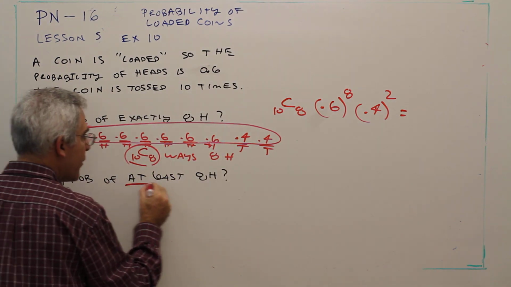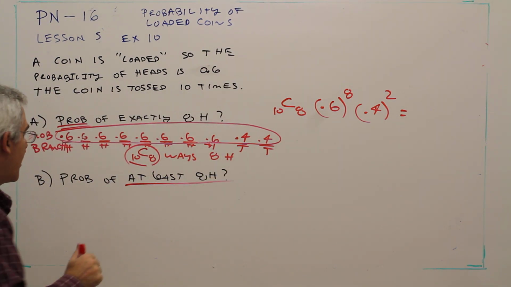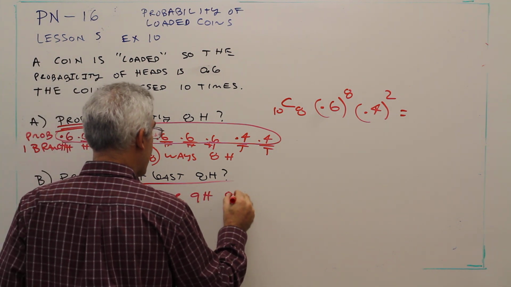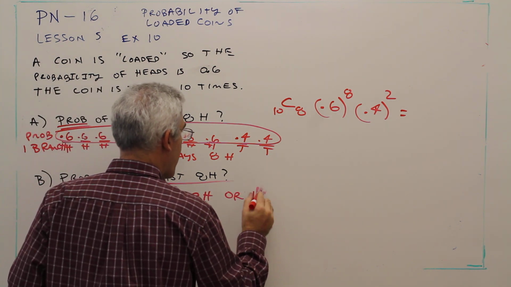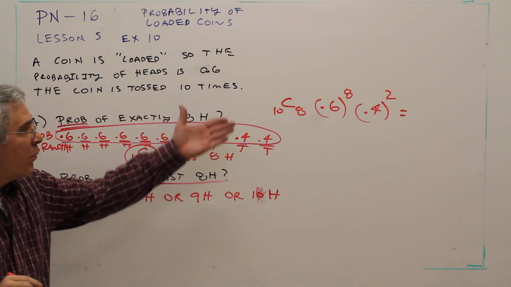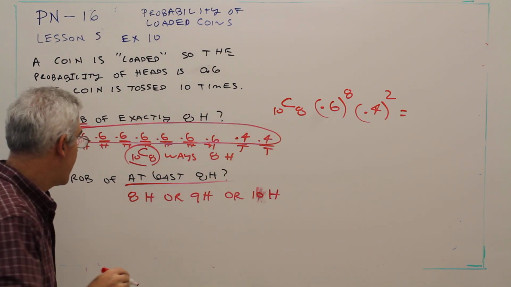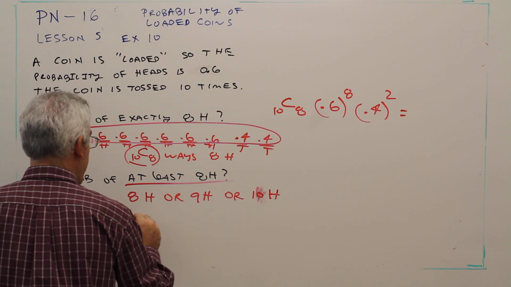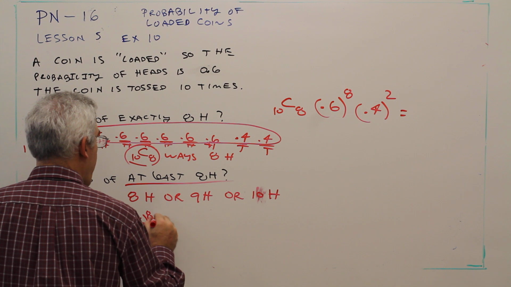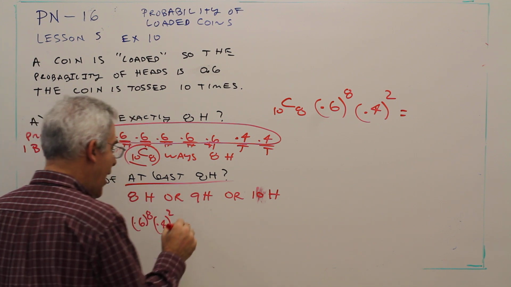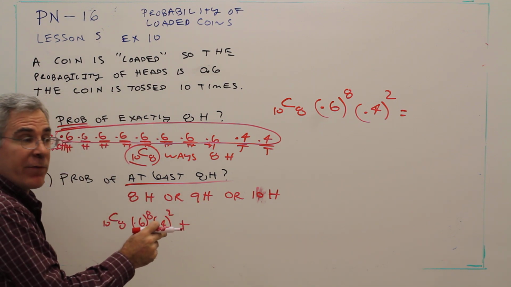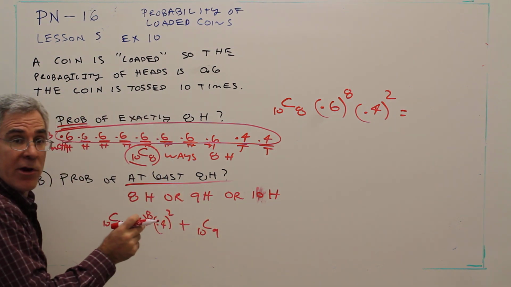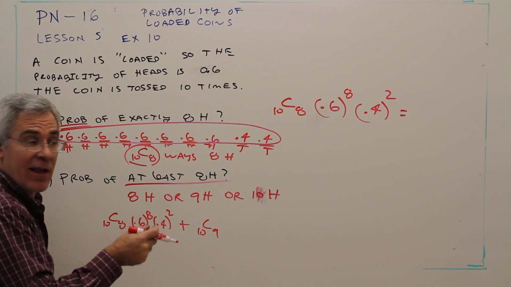This one says at least 8 heads. So that means 8 heads, or 9 heads, or 10 heads. Well, using the same kind of pattern, I've already got this one. 10 choose 8, times 0.6 to the 8th, 0.4 squared, plus, you might be able to figure this one out, 10 choose 9, the number of ways to get 9 heads in 10 slots.